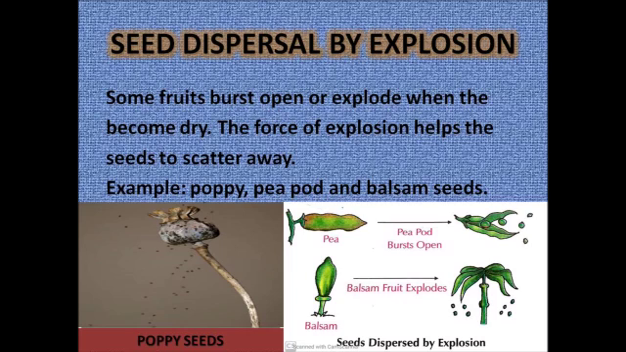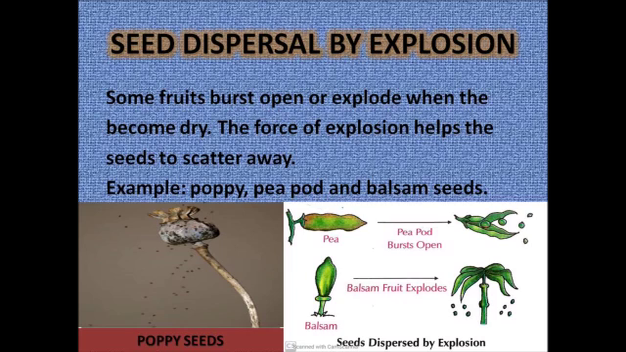Now there are some fruits which burst open or explode when they become dry. The force of the explosion helps these seeds to scatter away. When the explosion occurs, these seeds scatter away. This is called dispersal by explosion.